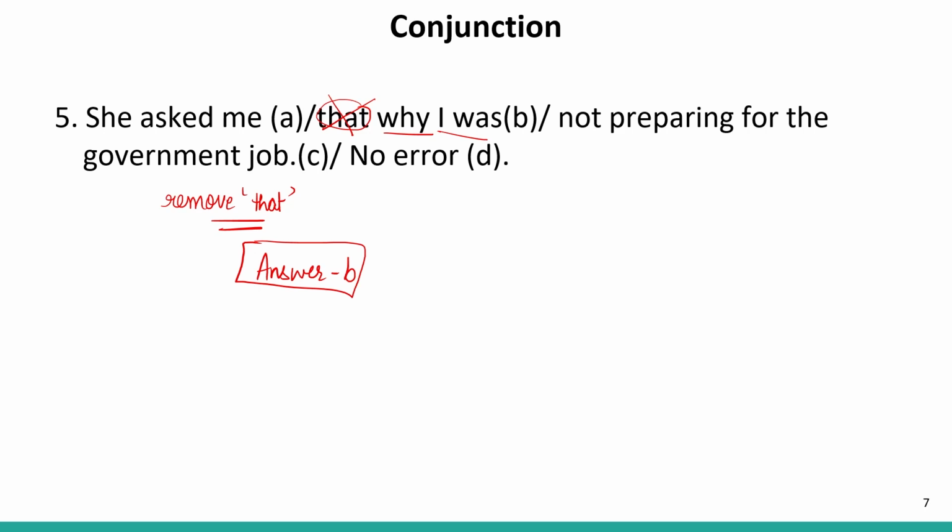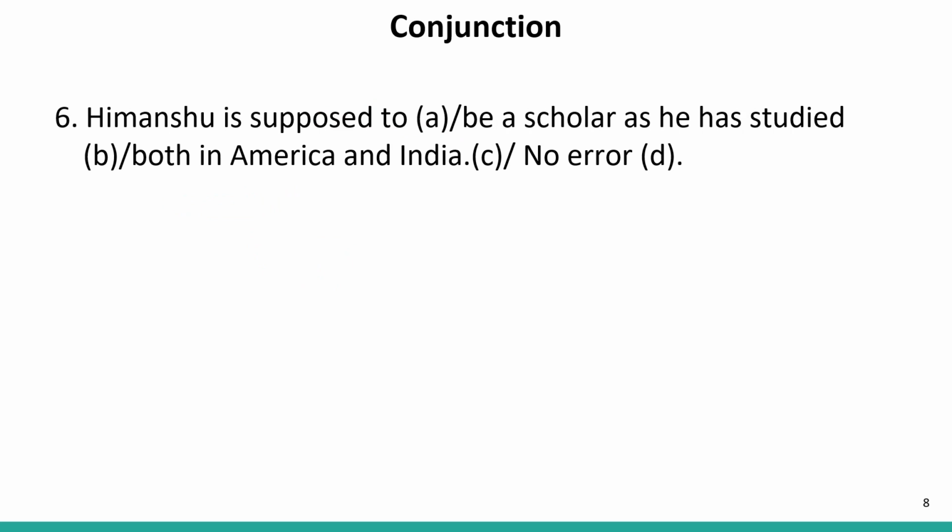Now let us move to the next question. Himanshu is supposed to be a scholar as he has studied both in America and India. Now in this sentence, we have used America and India. These are two things that have to be set as options. So the position of both is incorrect. It should be after in. So the correct sentence will be, Himanshu is supposed to be a scholar as he has studied in both America and India. So our answer will be C.